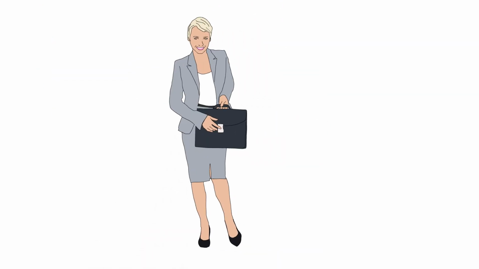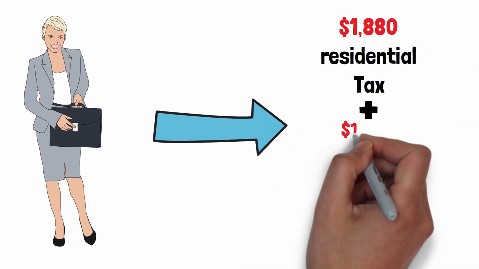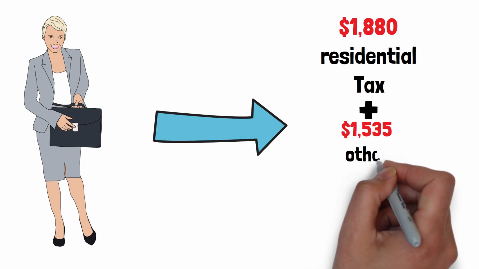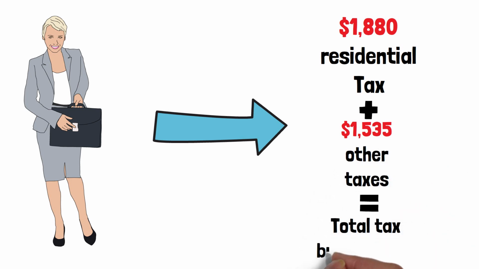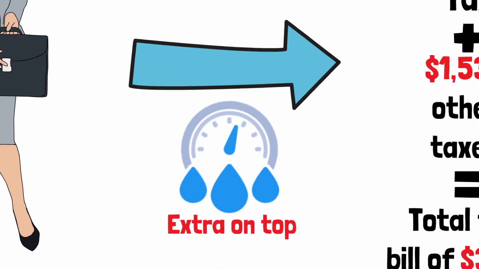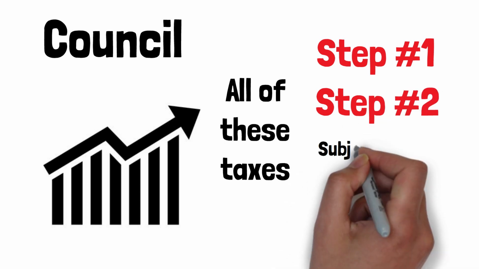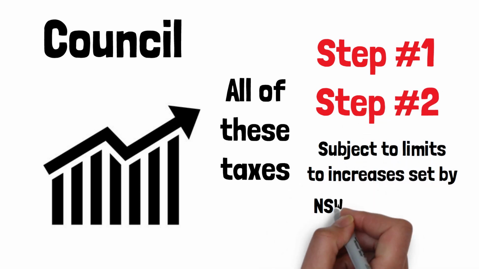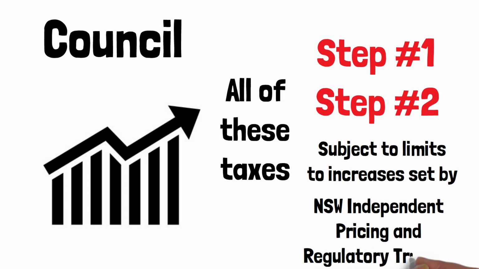So all up, Mary Jones pays $1,880 residential tax, plus $1,535 other taxes to give her a total tax bill of $3,415. Mary's water consumption is on top of that. Now, step number 3. Council can increase all of these taxes in step number 1 and step number 2, subject to limits to increases set by the New South Wales Independent Pricing and Regulatory Tribunal.